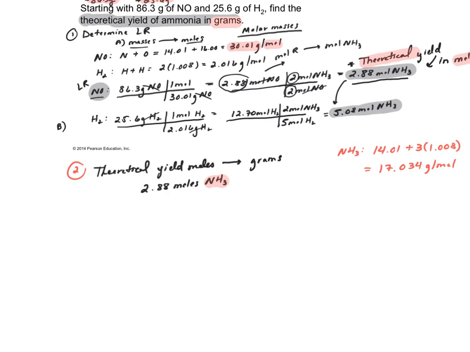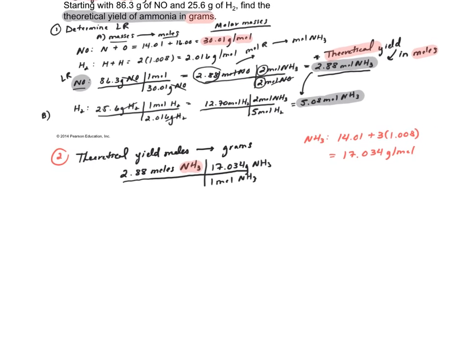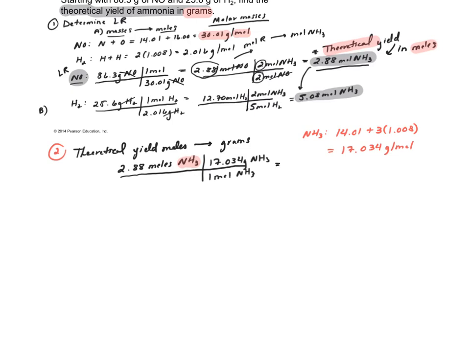And so now we're going to utilize that. We have our moles. We want to convert it to grams. So we're going to take the molar mass, and for every 1 mole, we get 17.034 grams of ammonia, right? So instead of dividing, when we go from moles to grams, we're going to multiply by the molar mass, okay? So we do that. We take 2.88, we multiply by 17, we end up with a theoretical yield in grams of 49.1 grams of ammonia.